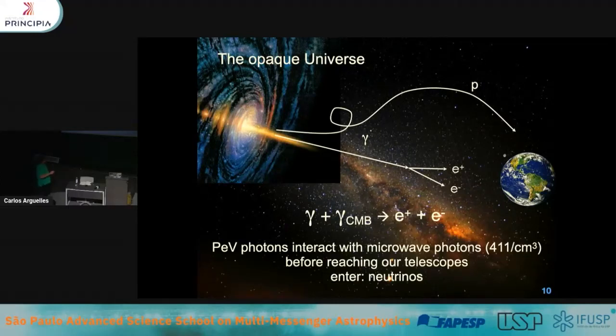However, gamma rays are going to be attenuated at very high energies. The reason is that above certain critical energies, a high-energy gamma ray can interact with the CMB, producing a pair of e plus, e minus. And that's going to make the universe essentially non-transparent to high-energy gamma rays. And this is where neutrinos are going to enter.